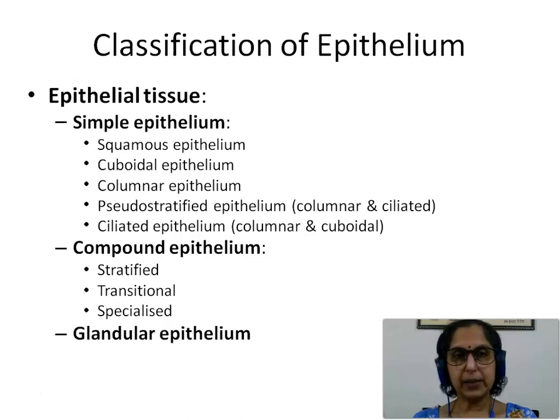So how do we classify epithelium? Epithelial tissues can be simple, compound or glandular. In simple epithelium, we have 5 types: squamous epithelium, cuboidal epithelium, columnar epithelium, pseudostratified epithelium, which could be columnar or ciliated columnar, and ciliated epithelium, which could be ciliated columnar or ciliated cuboidal. Then compound epithelium, which could be stratified, transitional and specialized. And the third variety is glandular epithelium.